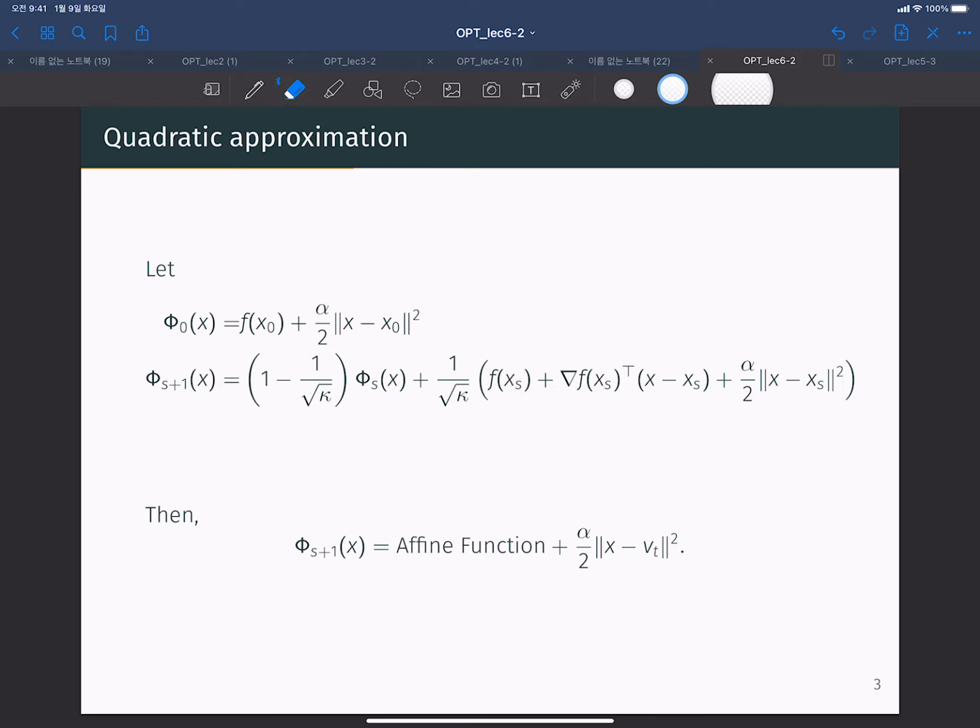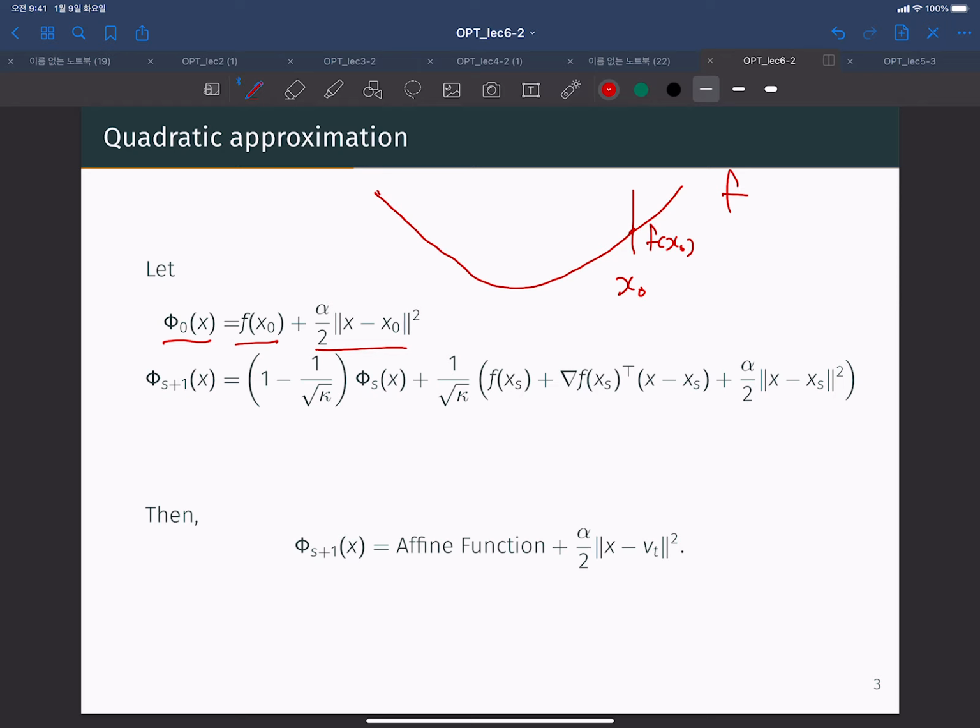So this will give you a kind of potential function for analyzing the convergence. So let's say Pi 0 is equal to f(x0) plus alpha over 2 times the norm of x minus x0, squared. So what does this mean? It's centered at x0, and starting from f(x0), the real function value, and then approximates the real function f using a quadratic function, of which the curvature is defined with alpha. Okay, so this is a very simple quadratic function.